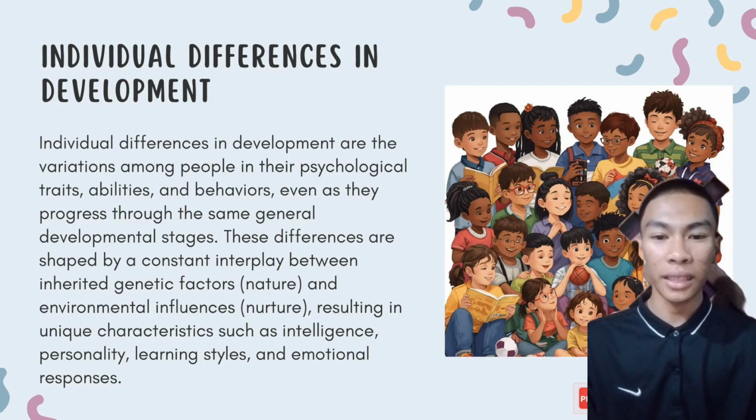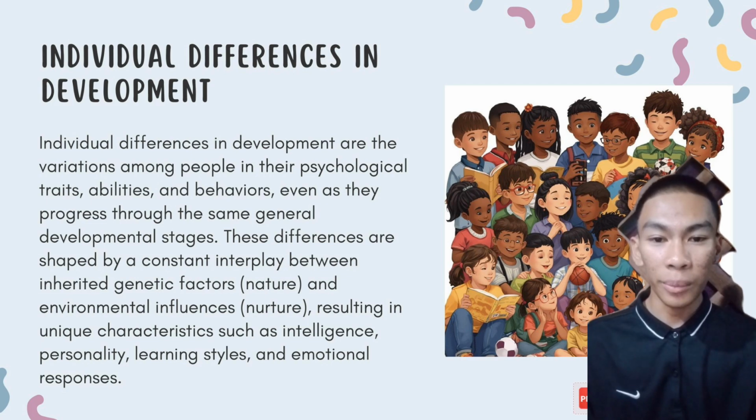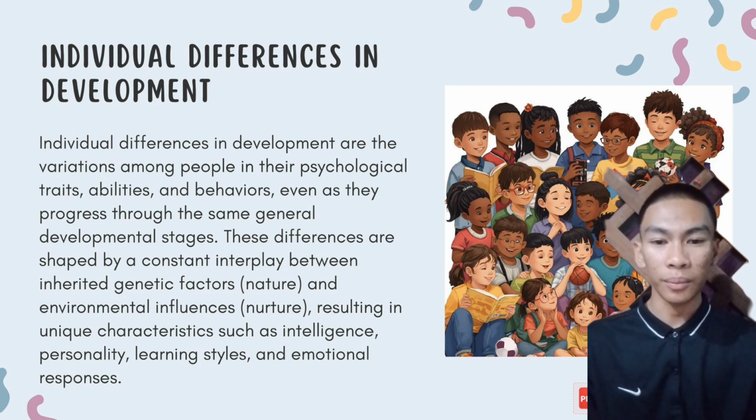Individual differences and development. Individual differences and development are the variations among people in their psychological traits, abilities, and behaviors, even as they progress through the same general developmental stages. So, it means all people follow the basic stages but not the same development.